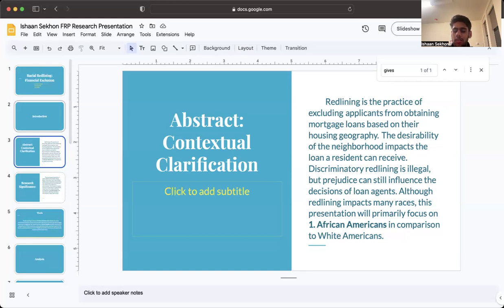Although redlining impacts many races, I will primarily focus on African Americans and how their mortgage rates compare to white Americans to get my point across. Of course, racial redlining affects all races.